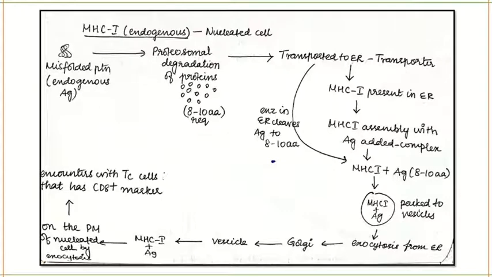It will go from the ER to the Golgi, where the vesicle will be removed. Then MHC1 will go to the plasma membrane and it will be presenting the antigen to the TC cells, and the interaction will take place using the CD8 plus marker.